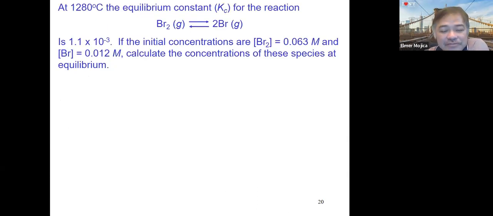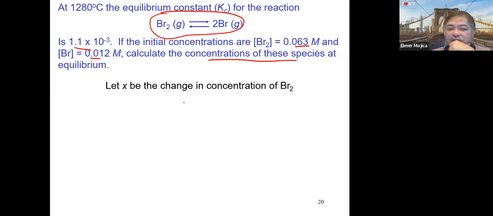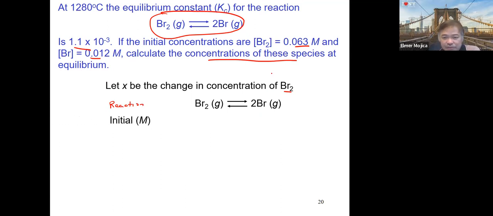Usually a problem similar to this is like the one here. You have this system, and you're given K, you're given the initial concentrations, and you are asked to solve for the concentrations at equilibrium. The step that you're going to do here is to let x be the change in the concentration of Br2. So that is the reaction, and then you put the initial concentrations. It's given: 0.063 and 0.012.